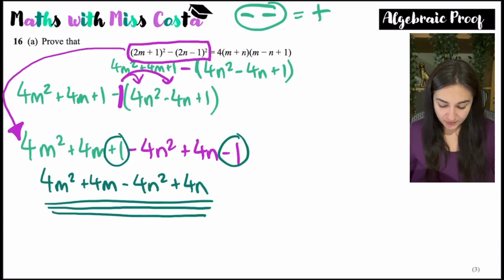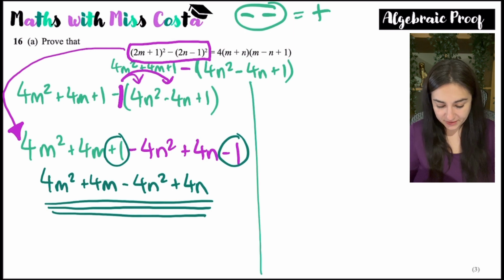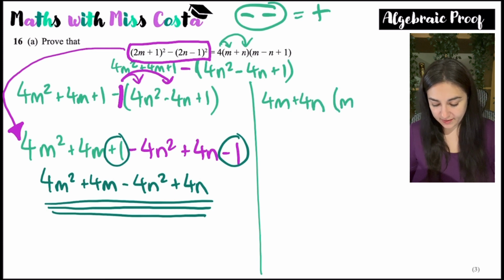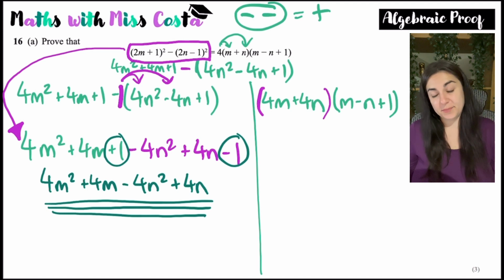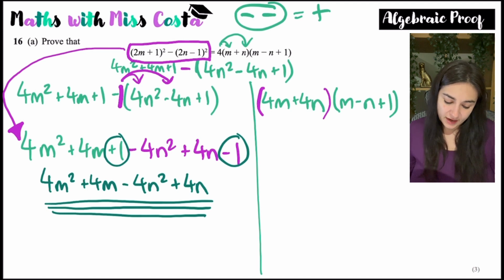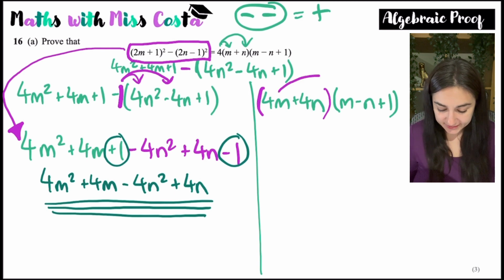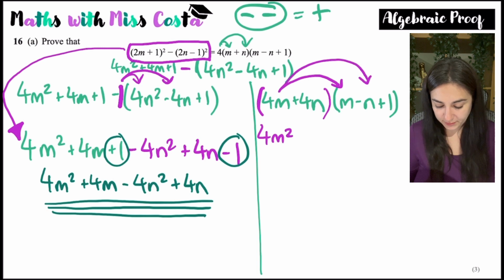And now let's have a go at the next side. So let's put a little thing here. And then I'm going to have to expand this bracket. So 4 times m is 4m, 4 times n is 4n. And then you're going to have to multiply that by this bracket here. Okay, so I've expanded this to make it a full bracket, and I can just multiply the brackets out again. So 4m times m is going to give me 4m squared. 4m times negative n is going to be negative 4mn.